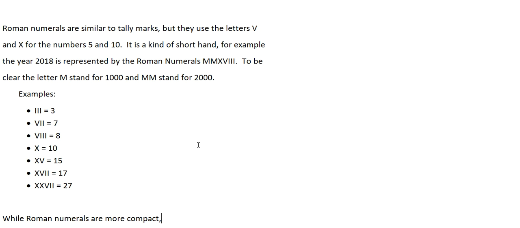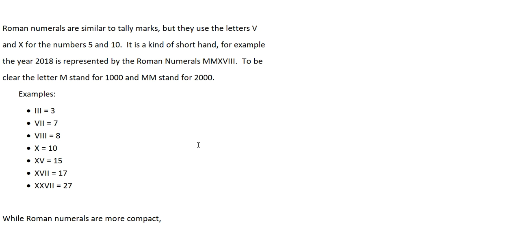To be clear, the M stands for 1,000 and MM stands for 2,000. The X is 10, so already we're up to 2010. A V gets us to 2015, and then 3 more gets us to 2018.